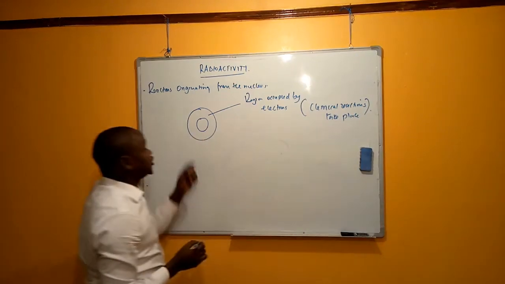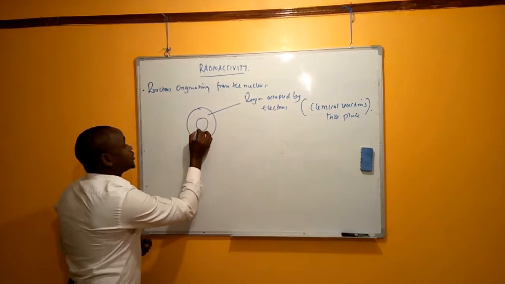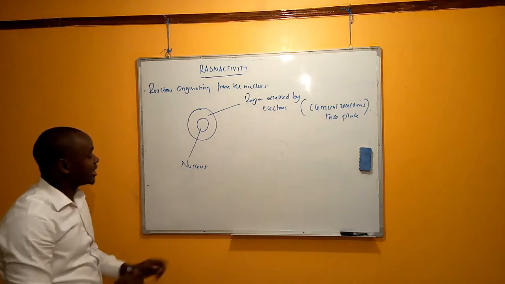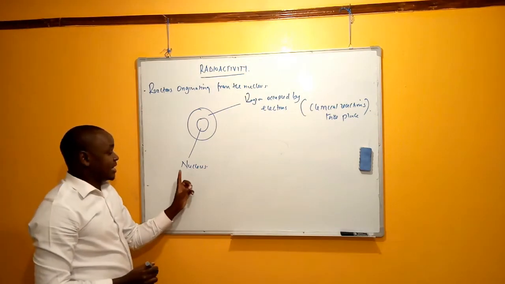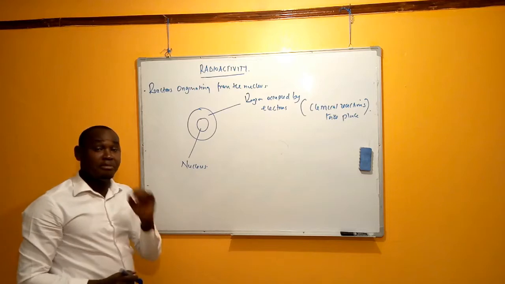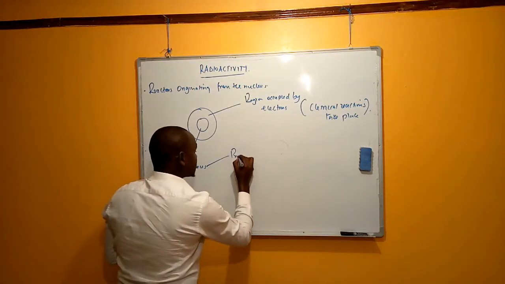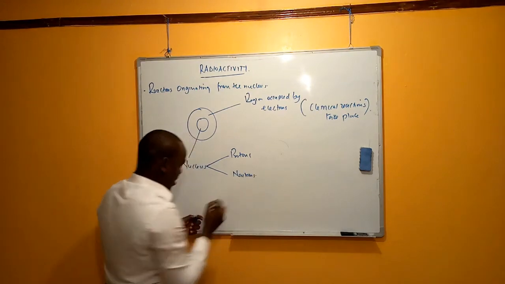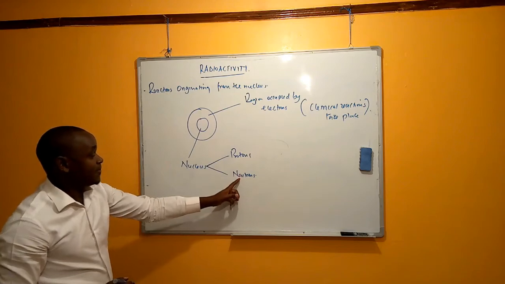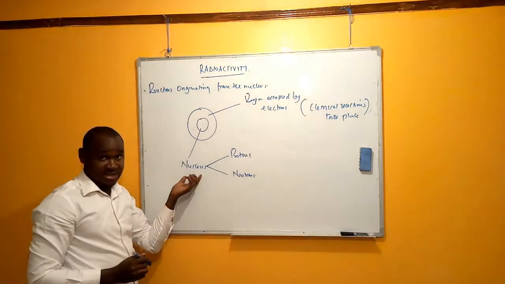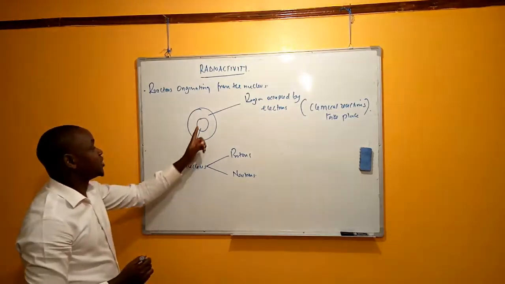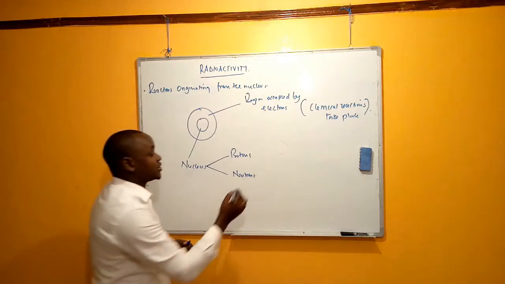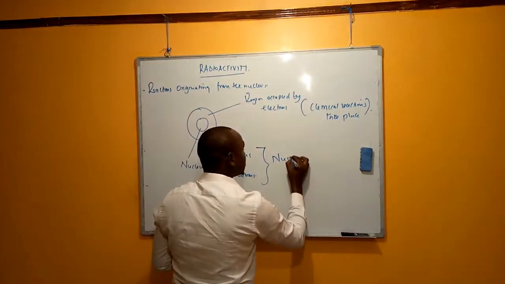Now, for our discussion on radioactivity, we are going to talk about reactions originating from the nucleus. And learner, you can identify that in the nucleus we have both protons and neutrons. Those two are what are found in the nucleus, and therefore reactions originating from the nucleus involve both protons and neutrons. Such kinds of reactions are called nuclear reactions.